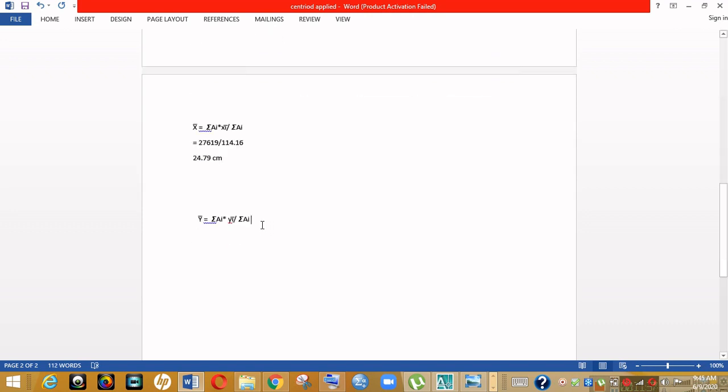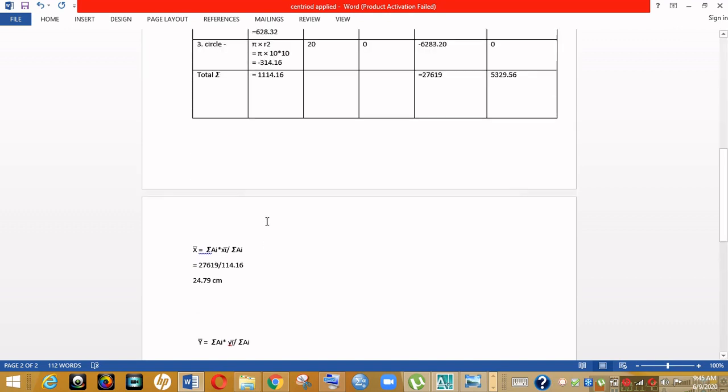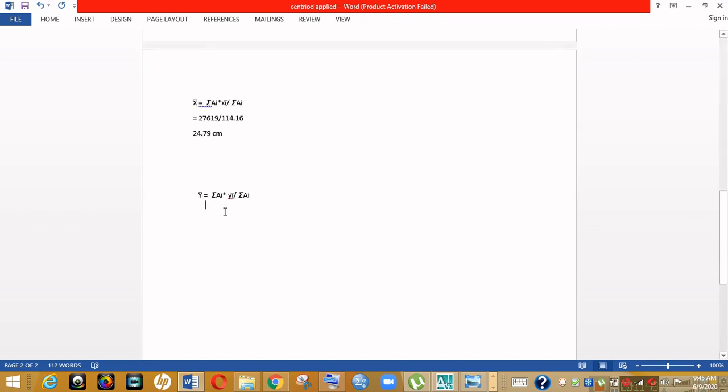You have to write centimeters here. Likewise, for the determination of y bar of this composite figure, the summation of Ai yi is given in this table as 5329.56, divided by summation of Ai, which is 1114.16. Then this value comes out to be 4.78 centimeters.